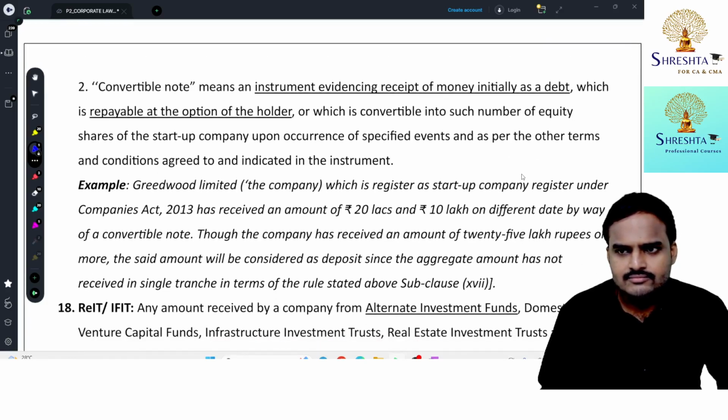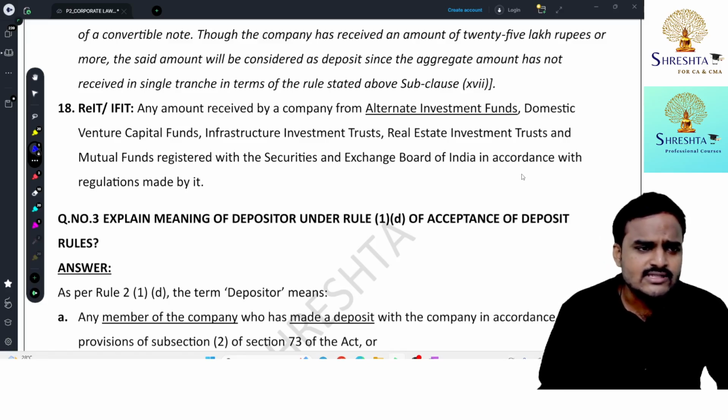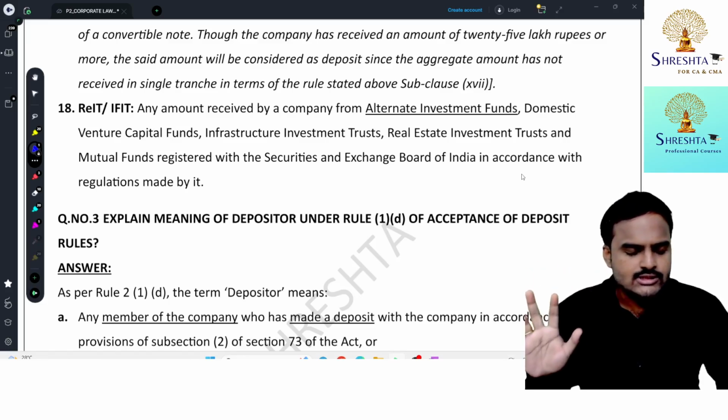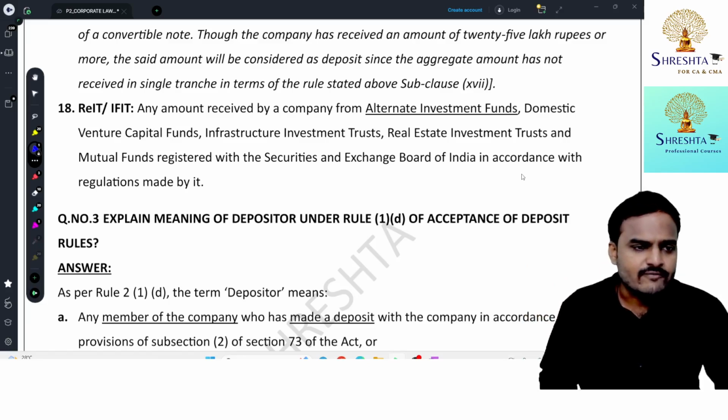Everyone. Next one, REIT, InvIT. Any amount received by a company from alternate investment funds, domestic venture capital funds, infrastructure investment trust, real estate investment trust, and mutual funds registered with the SEBI in accordance with regulations made by it, they are also not treated as deposits. Is it clear, everyone?